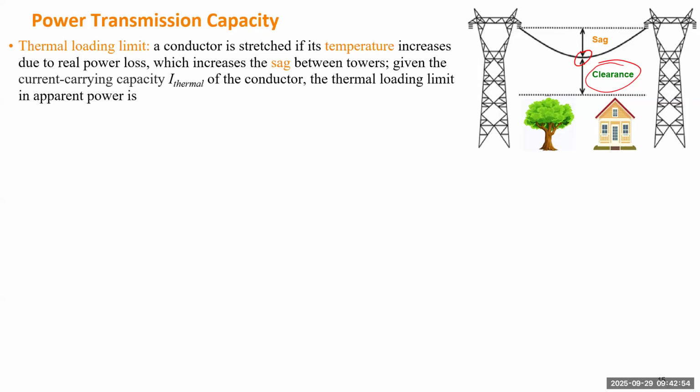The sag will change with the temperature of the line. So when the temperature goes up, the sag will increase because the length of the line will increase. So then we need to give each line some capacity of the current. We just call it current carrying capacity. We use the I thermal to indicate the limit of current.